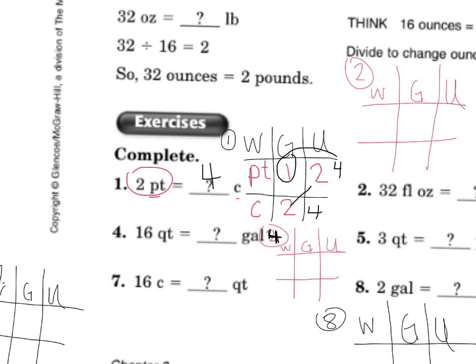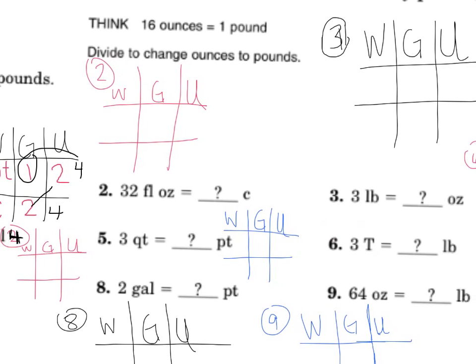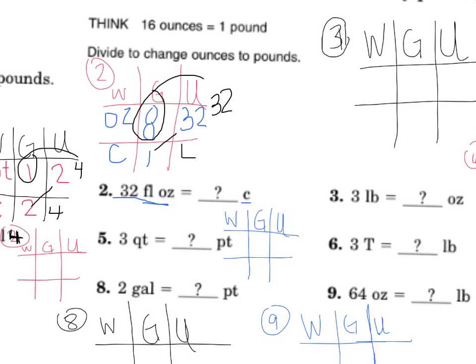Number 2, we're talking about ounces and cups. Our given information says that there are 8 fluid ounces in 1 cup. 8 ounces in 1 cup. What if there were 32 ounces? 1 times 32 is 32, and then 32 divided by 8 is 4.